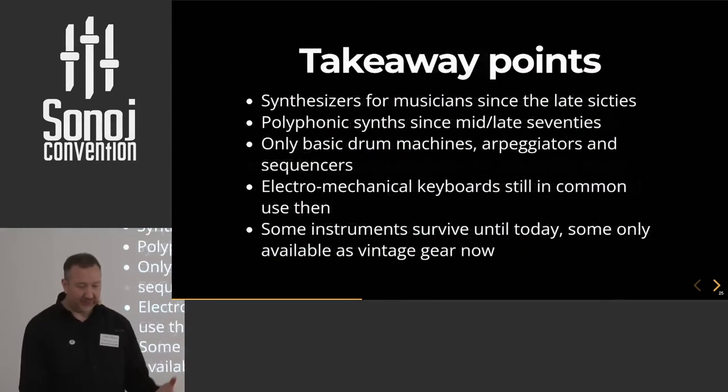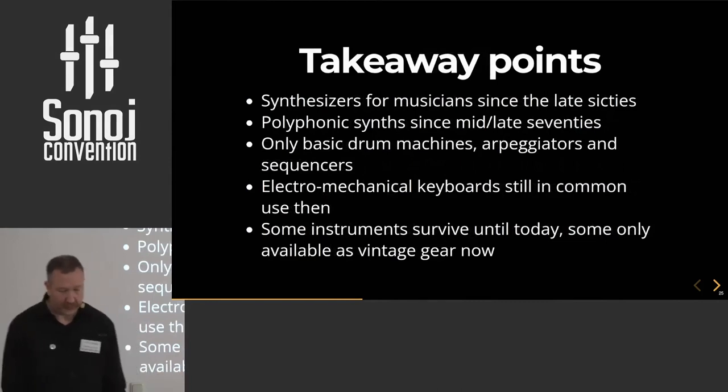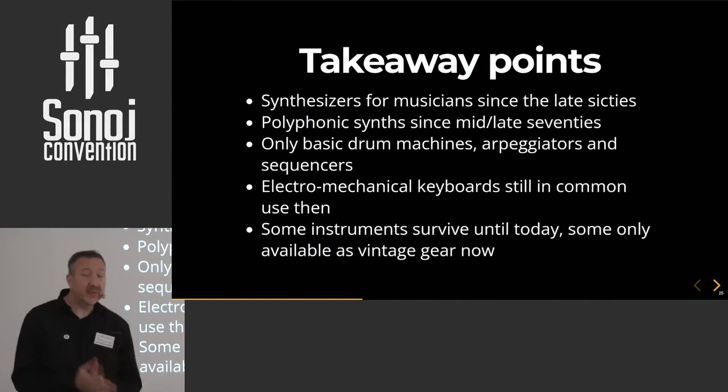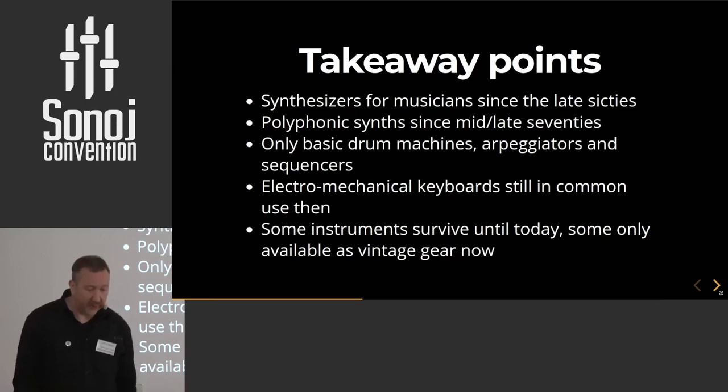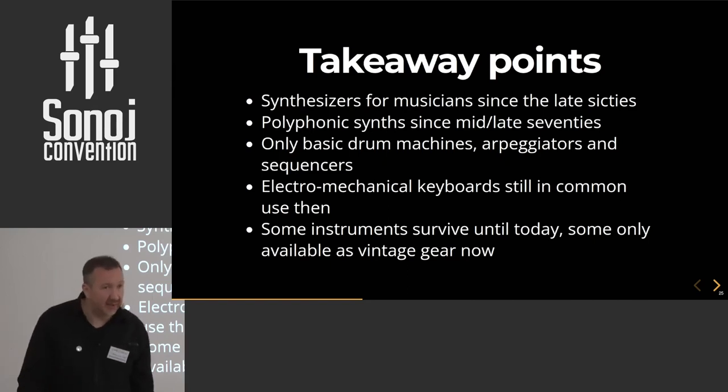So, to sum this up, we have synthesizers for musicians available since the late 60s, polyphonic since the mid or late 70s. Before, you had to use string machines or the Mellotron if you wanted polyphony, or a Rhodes or a Wurlitzer or something like that. Rhodes and Wurlitzers and string machines were still used a lot. Some instruments we still have today, like the Rhodes piano. Some, like the Pianet or string machines, you hardly see anymore in use today.